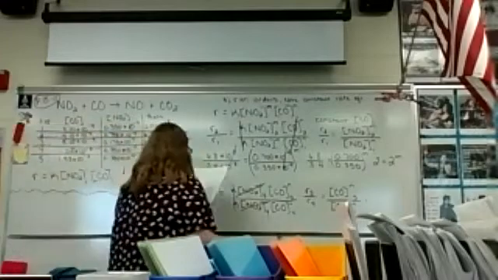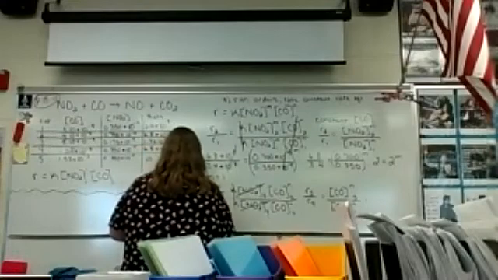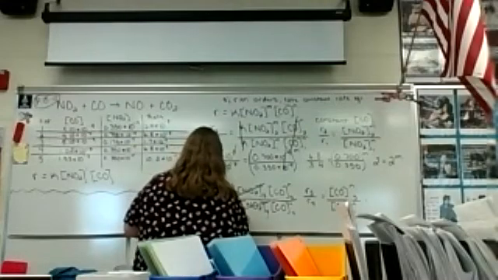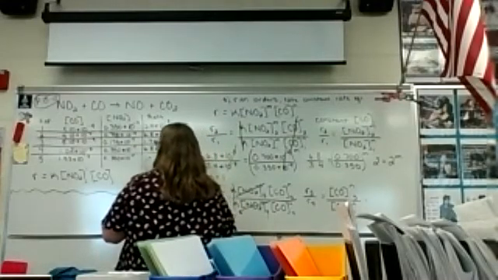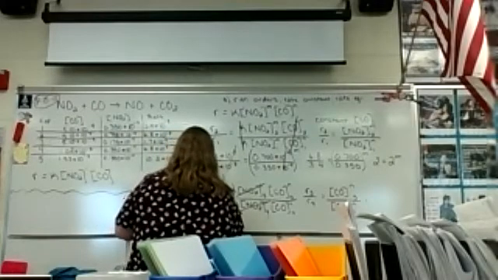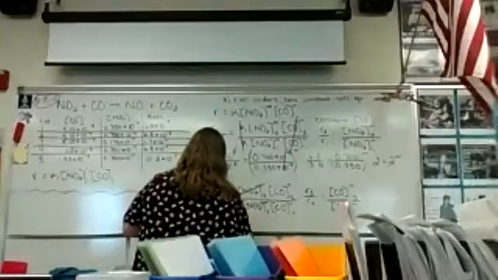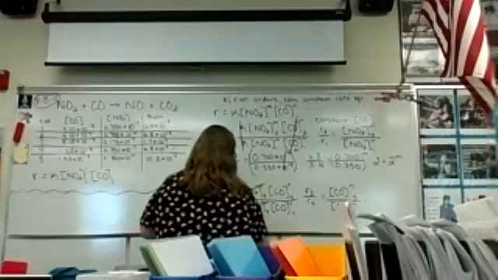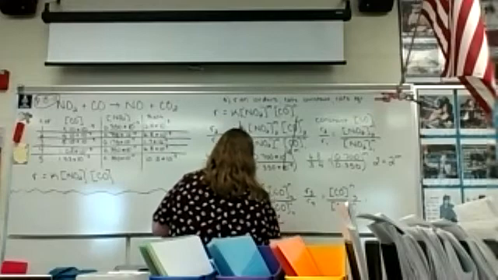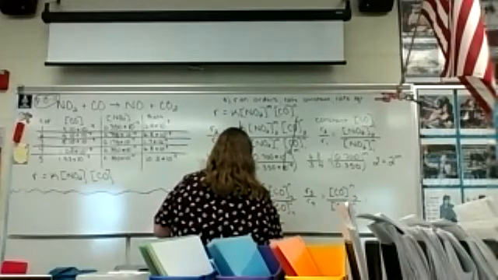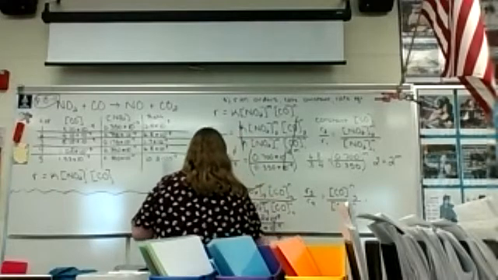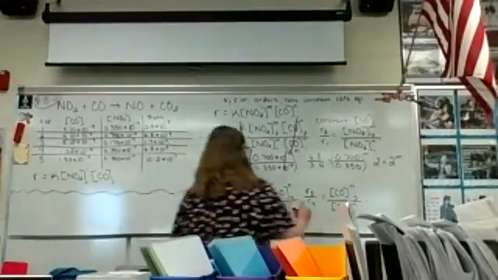So plugging in our numbers, we get 1.53 times 10 to the negative third. That's the concentration. Divided by 1.02 times 10 to the negative third is going to equal the rates, which is 10.2 times 10 to the negative 8 over 6.8 times 10 to the negative 8. The 10 to the negative 8's cancel, the 10 to the negative thirds cancel.